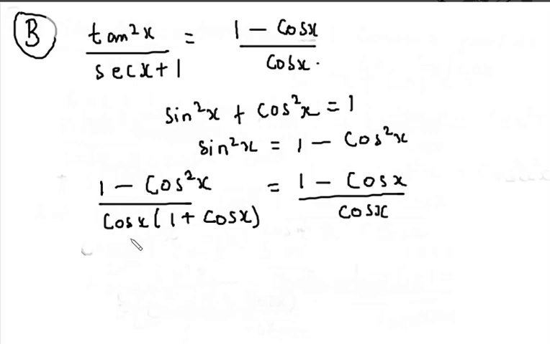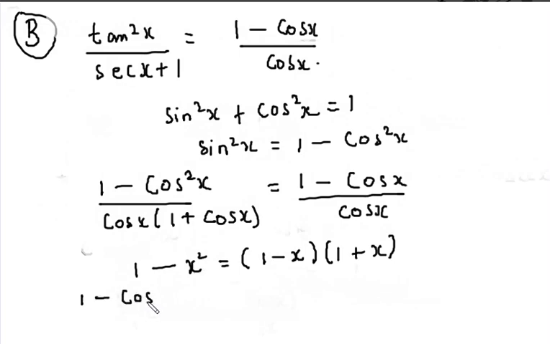Okay, so we know that when we have 1 minus x squared, this is a difference of two squares, and can be written in this form: open bracket 1 minus x, close bracket, open bracket 1 plus x, close bracket. That's the same thing for this case. This can be written as 1 minus cos x and then 1 plus cos x. So we had a difference of two squares here, and it can be written in this form.